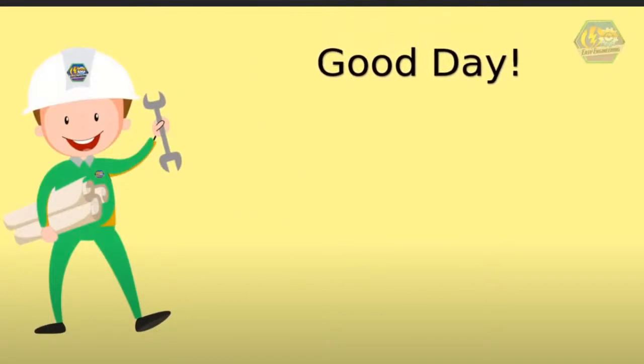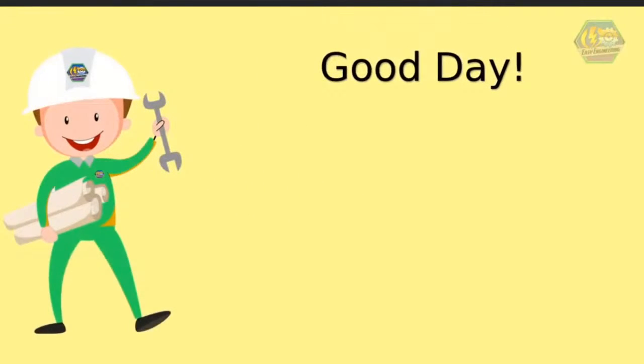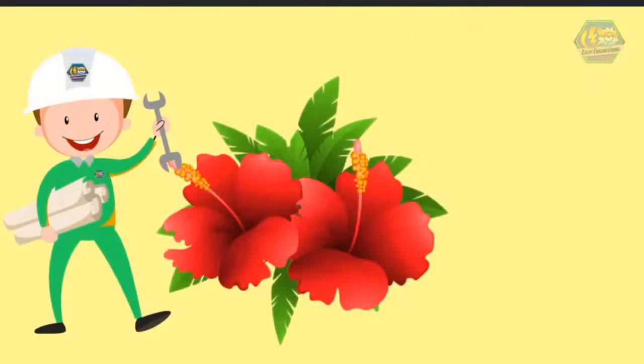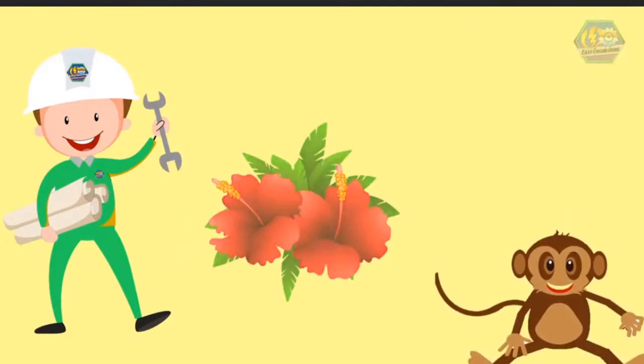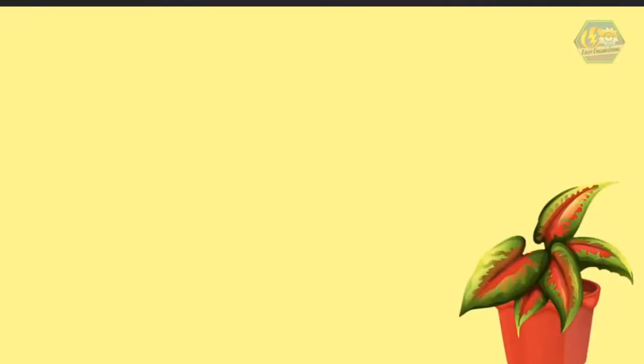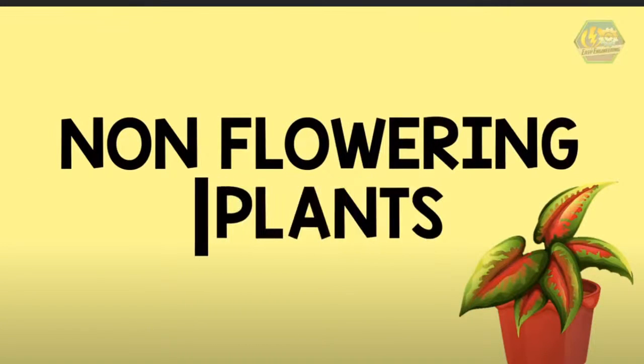Good day, learners. This is Easy Engineering. Previously, we've discussed about the flowering plants, and we have also found out that animals can also plant. But did you know that not all plants grow flowers? They are called the non-flowering plants. Now let's discover amazing things about them.